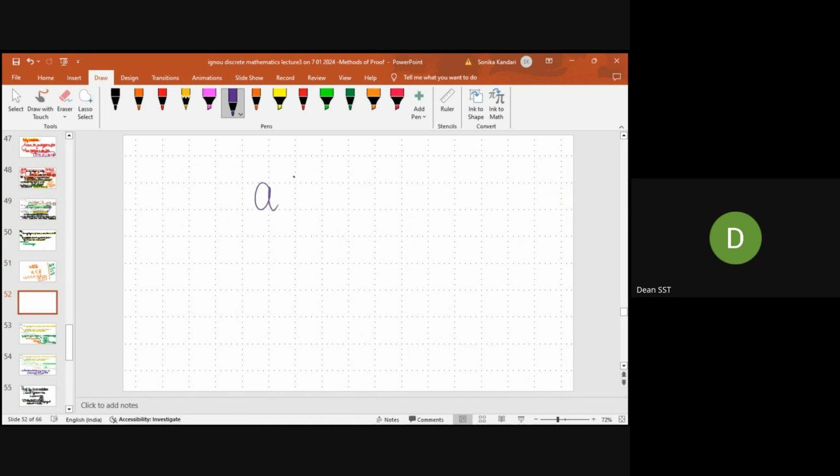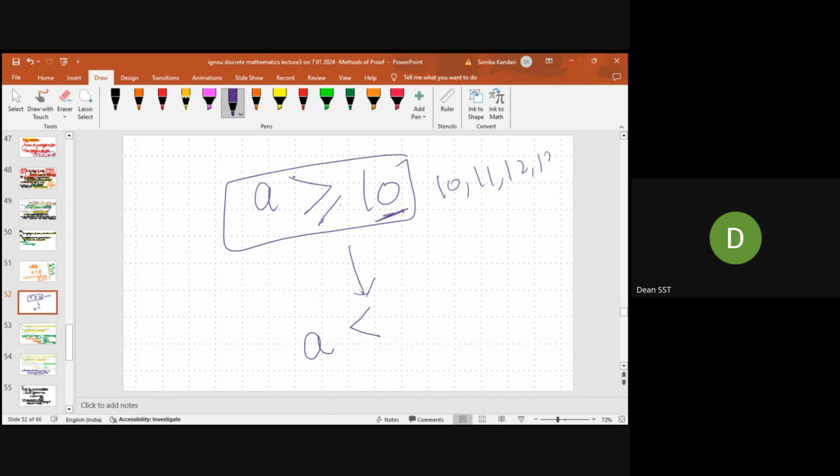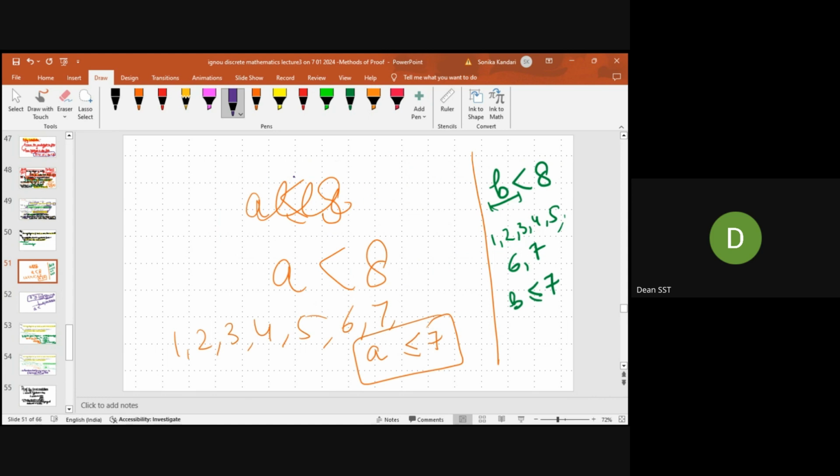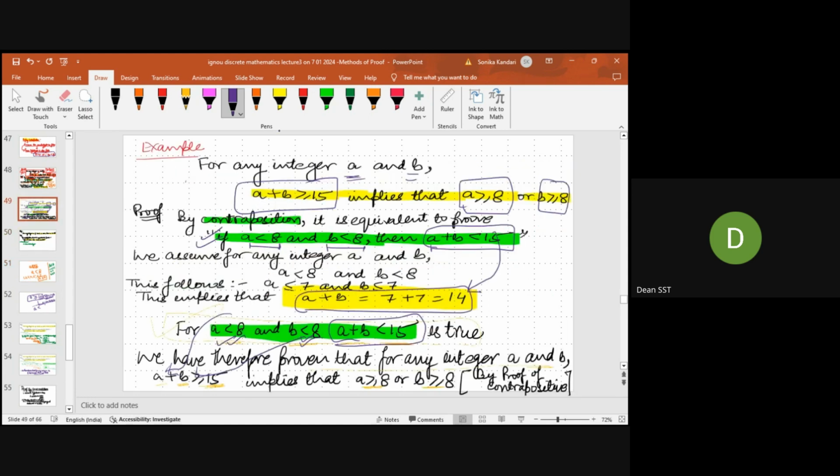Suppose I write A is greater than or equal to 10. Now, for the contrapositive, I am writing A is less than 10, because 10 is covered here: 10, 11, 12, 13. So 10 is already covered. The partition is like this: 10, 11, 12, 13, and we are left with 9 and so on. So partitioning is this way. That is why we have written it like this: greater than or equal to 15, A is greater than 8 and B is greater than 8.